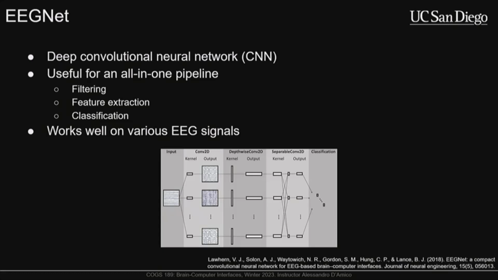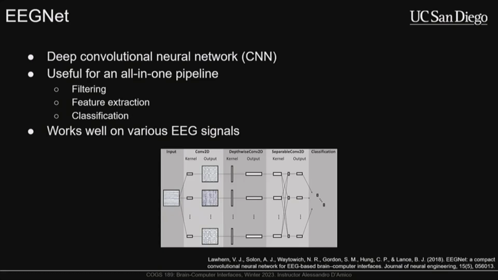And what's cool about EEGNet is it doesn't just work for one thing. It's not just designed for ERPs, or even just for the P300 or the late positive potential or whatever. It works on ERPs, it works on motor imagery. It's sort of an all-in-one processing pipeline that also works for a lot of different signals.